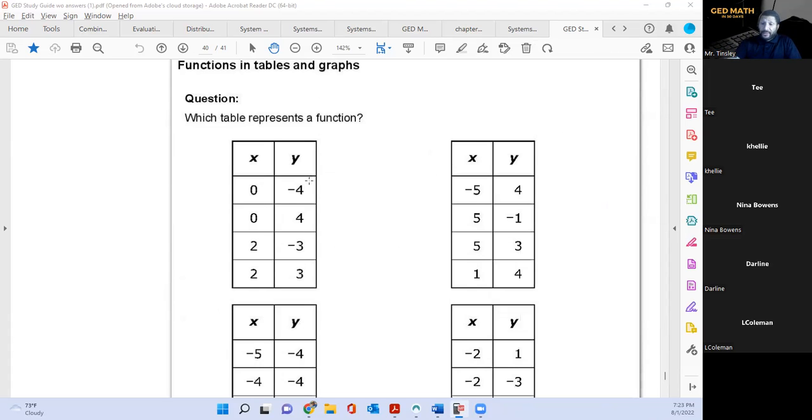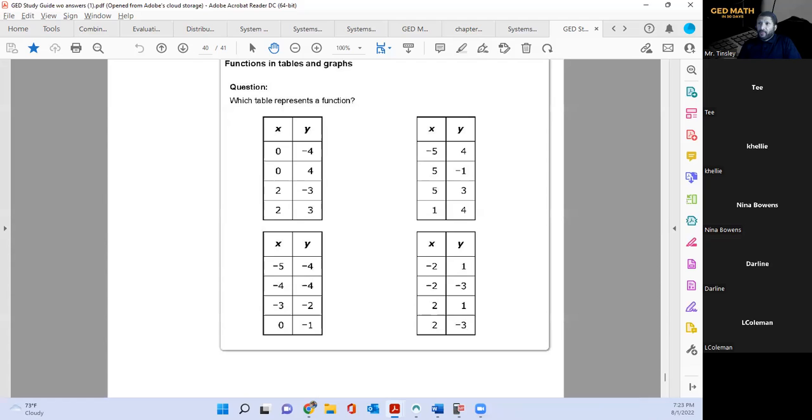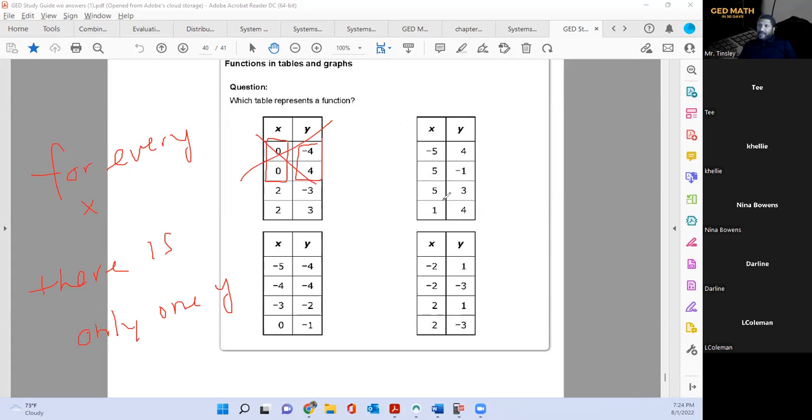Is something a function or not? Okay, how do you know if something is a function or not? This is the rule you must remember. For every x, there is only one y. So if you look at these, this has the same x, different y's, not a function. Same x's, different y's, not a function. Same x's, different y's, not a function.